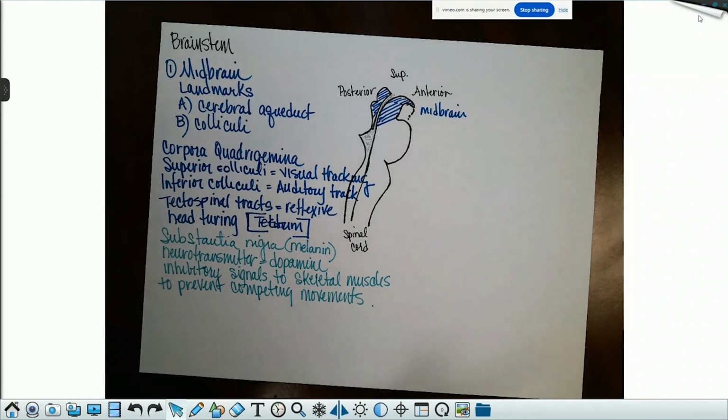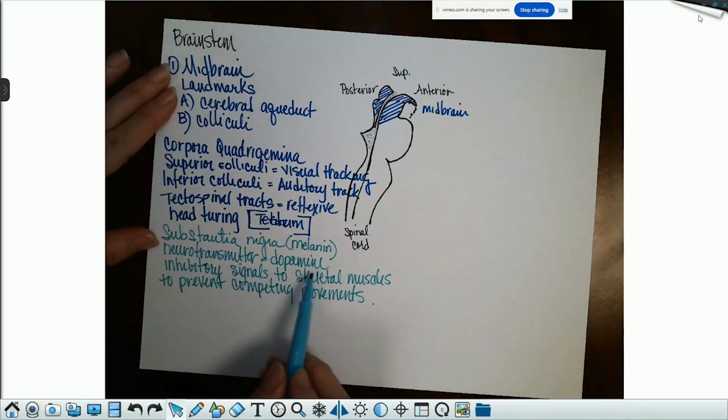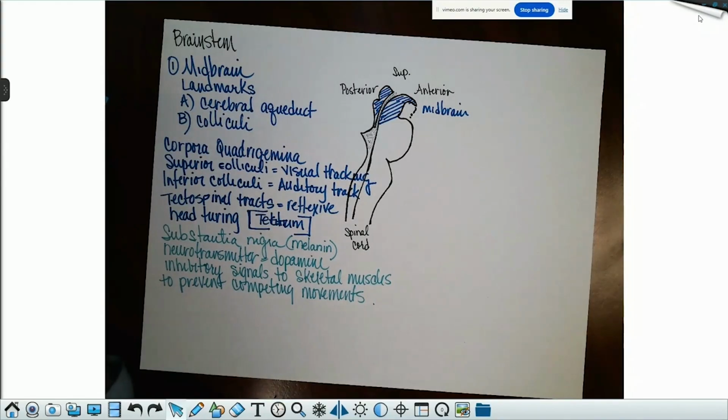In someone that has Parkinson's disease, there is not enough dopamine. And so then both the antagonist and the agonist muscles are trying to work at the same time.